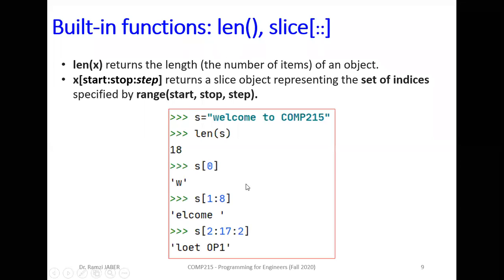Example. Look here. If we define a variable s, a string, equal to, between quotation marks, welcome space to space COMP215, then the length of s will be equal to 18.